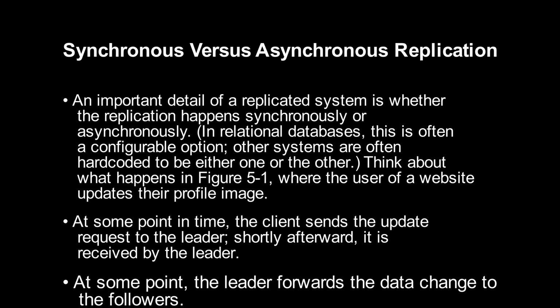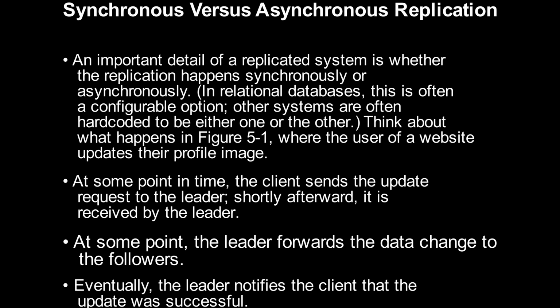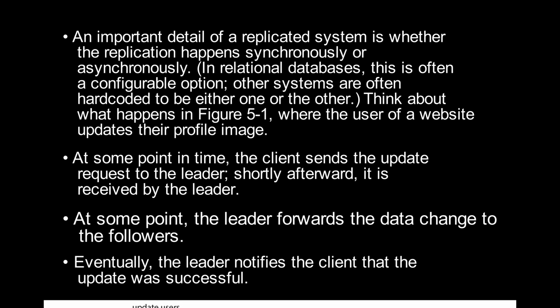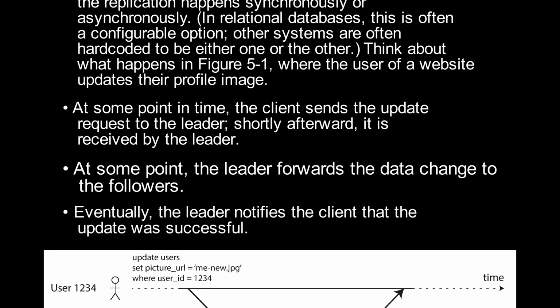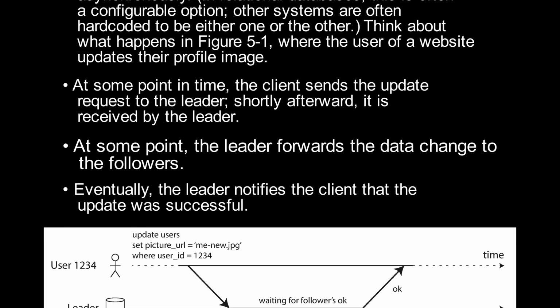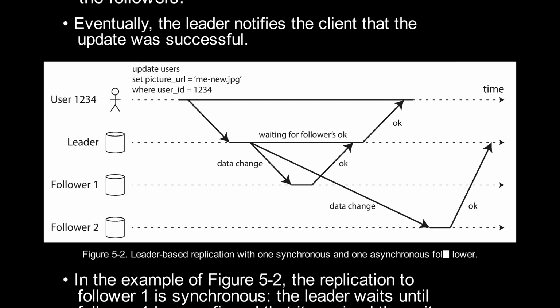At some point in time, the client sends the update request to the leader. Shortly afterward, it is received by the leader. At some point, the leader forwards the data change to the followers. Eventually, the leader notifies the client that the update was successful. Figure 5-2. Leader-based replication with one synchronous and one asynchronous follower.